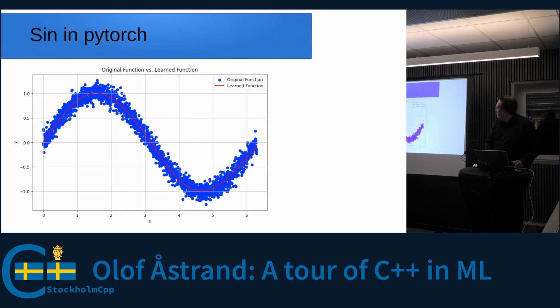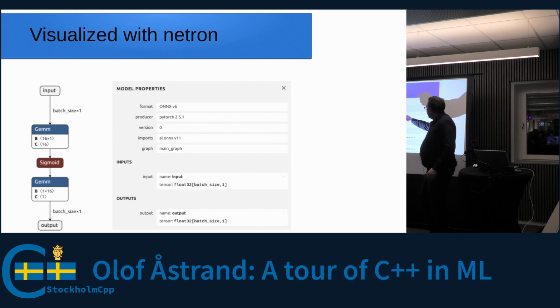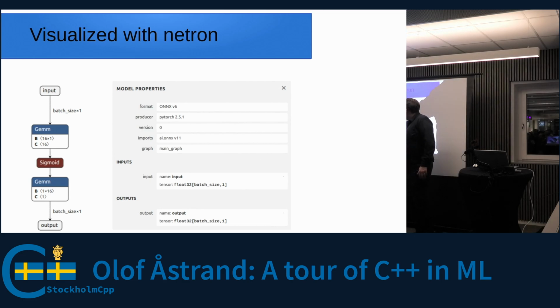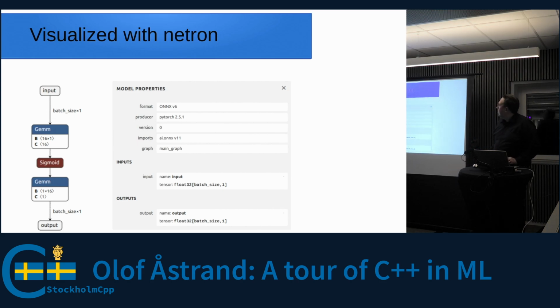And this is what the result would look like. If you visualize this with Netron, you can see the network here. We have just a general matrix multiplication, 16 fully connected layers. If you're into machine learning, you can have some use of Netron, especially if it's a simple network like this one.